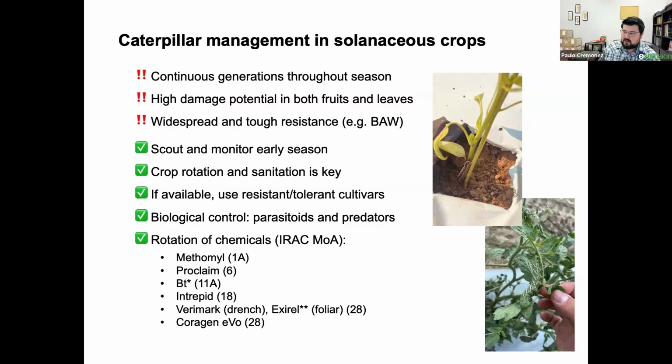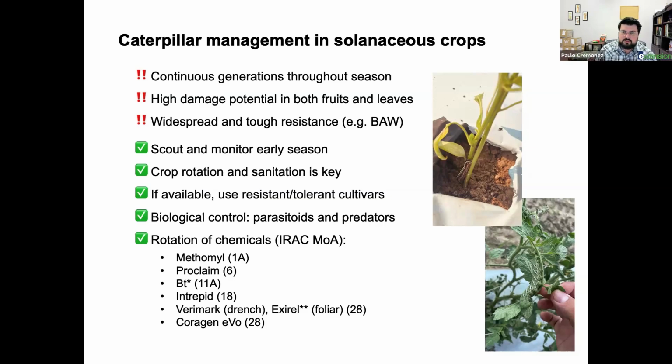So for that, we have to scout and monitor early season, use crop rotation and sanitation, so get rid of damaged fruits and the crop remainings. Just getting rid of that is very important because of the pupae and everything that will be in the area. And if available, use resistant or tolerant cultivars, as discussed before by Dr. De Silva as well. So evaluate some of those options like BT technology.